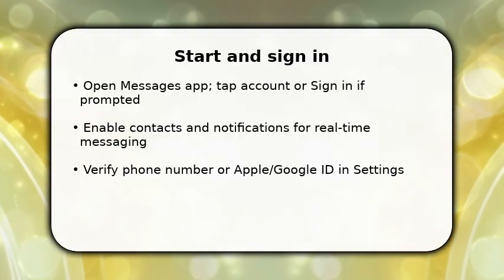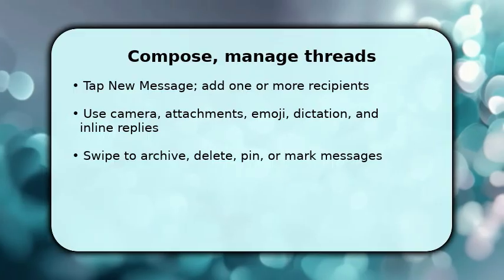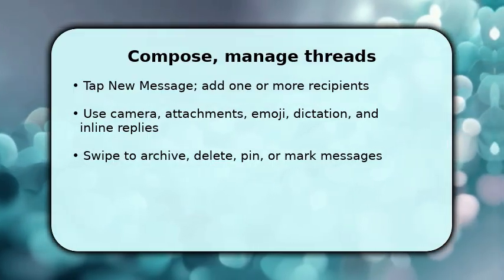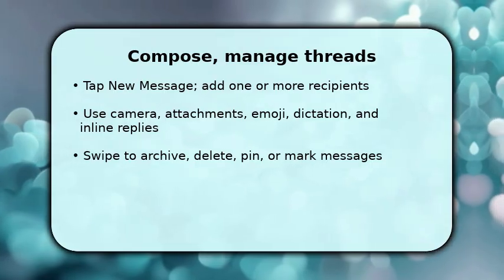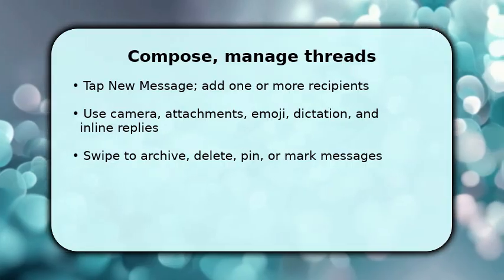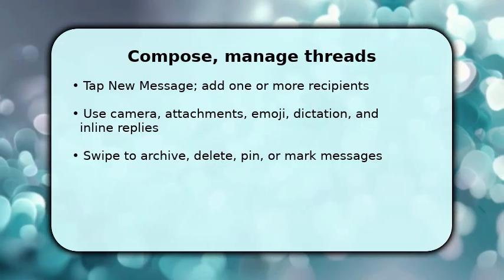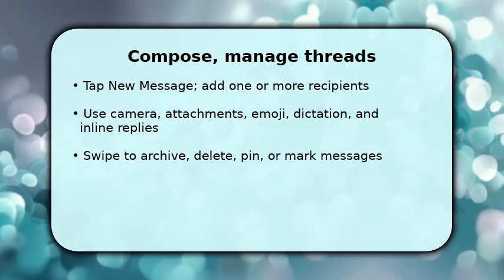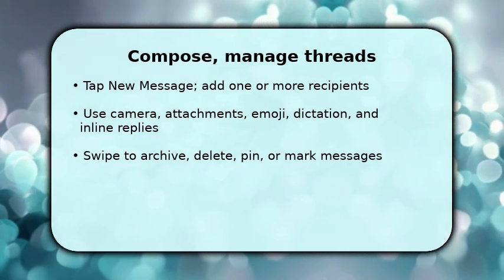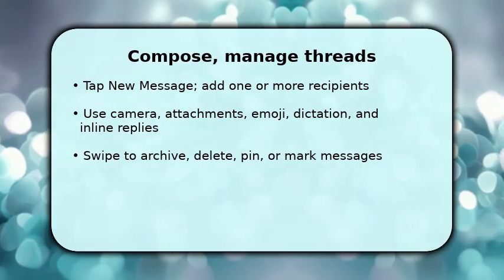Start a conversation by tapping New Message and adding recipients. Use group names for clarity. Type or use dictation, tap the camera to add photos, and attach files from files or photos. Use inline replies or long press a bubble for reactions to keep context. Organize by pinning important threads, swiping to archive or delete, and using search to find keywords or attachments. These management tools let you control clutter and prioritize conversations without losing critical context.